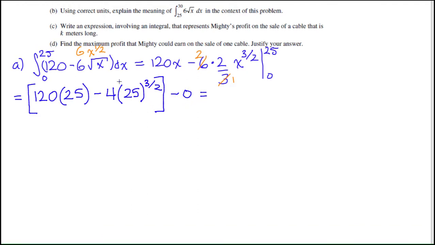All right, the hard part of this one is 25 to the power of 3/2. I'm going to do 25 to the 1/2 and then take that to the power of 3. So 25 to the 1/2 is? 5. 5 to the 3 is? 125. Yeah, so then I have to do 4 times 125. But this whole thing right here, I'll make a note that this is 125.